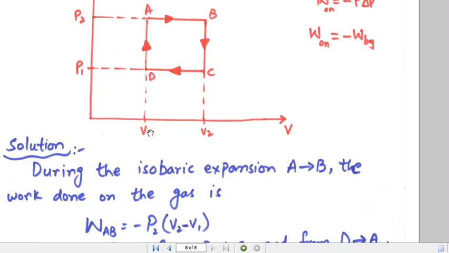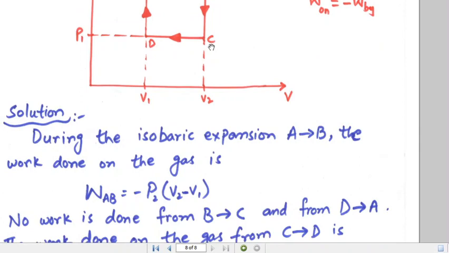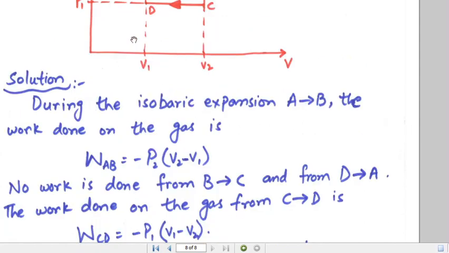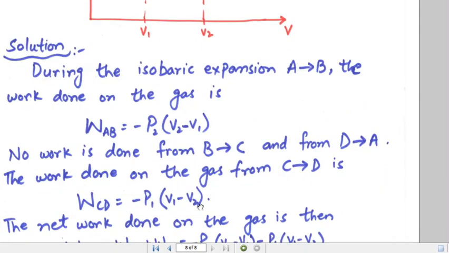Now let's finally find the work done on the gas between C and D. The work done between C and D will be equal to minus P1, because the pressure is P1 in this case, times the final volume minus the initial volume. The final volume is V1 and the initial volume is V2, so V1 minus V2, and we know that V1 is less than V2. So written in terms of V2 minus V1, this can be written as plus P1 times V2 minus V1.